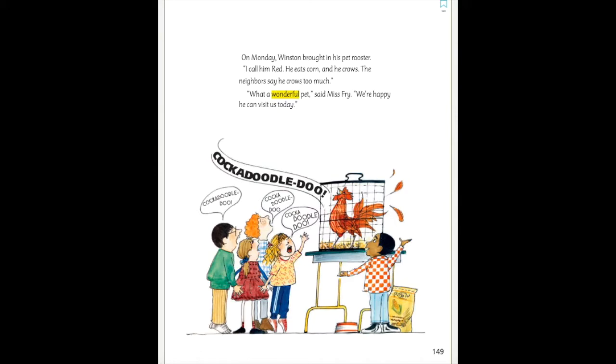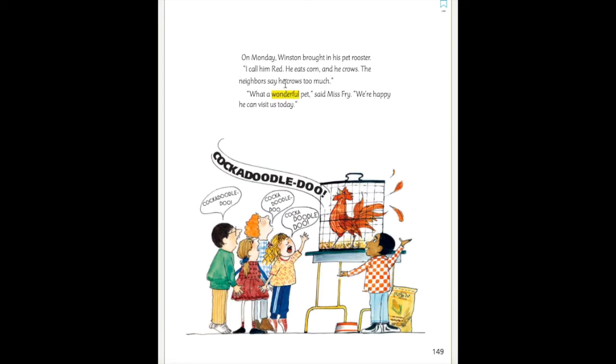How is Miss Fry's opinion of Red different from the neighbor's opinion? This is one way that you are going to compare and contrast. You're going to look at the way that the neighbors think about Red the rooster and think about the way that Miss Fry thinks about the rooster.